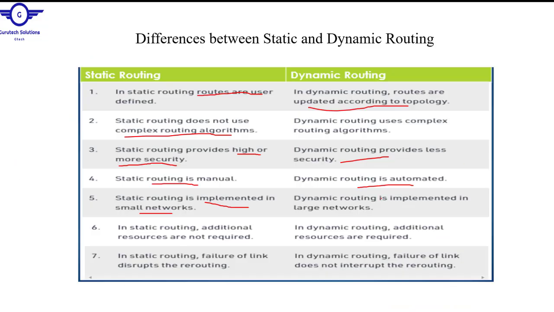Then also, in static routing additional resources are not required, but for dynamic routing additional resources are required. Okay, then finally, in static routing, failure of a link disrupts the routing process, but for dynamic routing, a failure of a link does not interrupt the routing process.